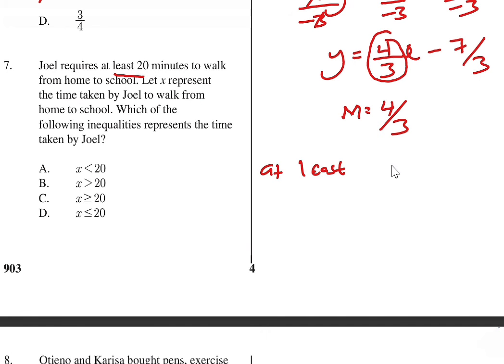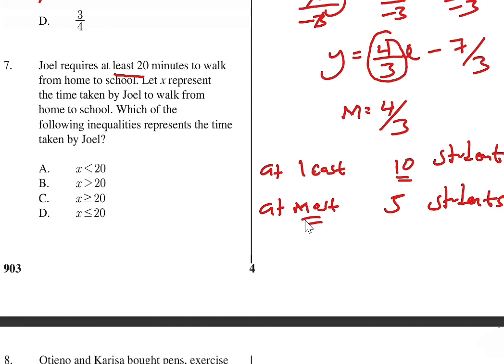So at least 10 students. What does it mean? It means the least number of the students should be 10. So it means 10 and above. I want 10 students, 11 and so on. So at least is 10 upwards. When you hear at most 5 students.